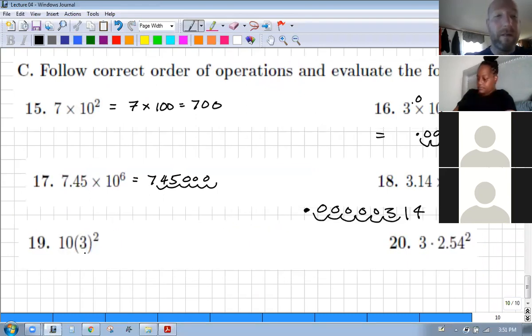All right. 10 times 3 squared. 3 squared is 3 times 3, which is 9. So we get 90. So 10 times 9 is 90. All right, number 20 here.